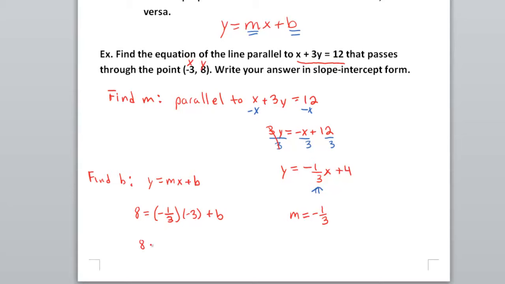So let's do the work here. -3 times -1/3. -3 is the same as -3/1, and those 3's will cancel. And so we're left with +1. Subtracting the 1 from both sides gives us 7 for B. So we've got the slope of our line and we've got the y-intercept for our line. We can now write the slope-intercept form. Y equals -1/3 times x plus 7.